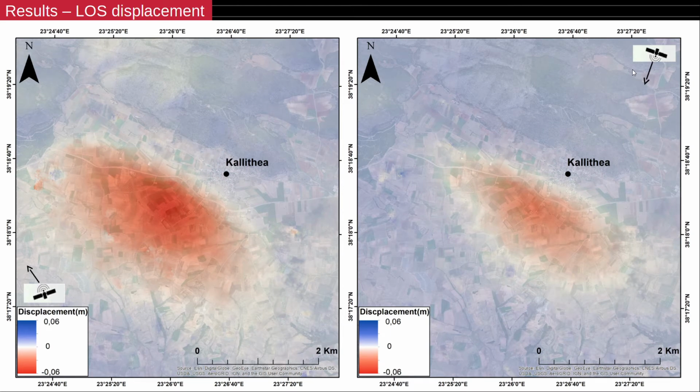Here you can see the line-of-sight displacements. On the left we have the ascending, and on the right the descending mode. The highest displacement was detected in the ascending mode, which is up to minus 6 centimeters, while in the descending we have a displacement up to minus 5 centimeters.